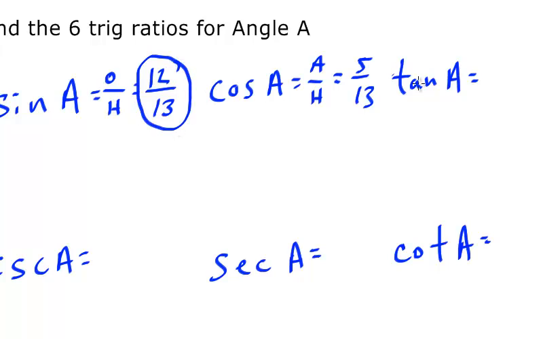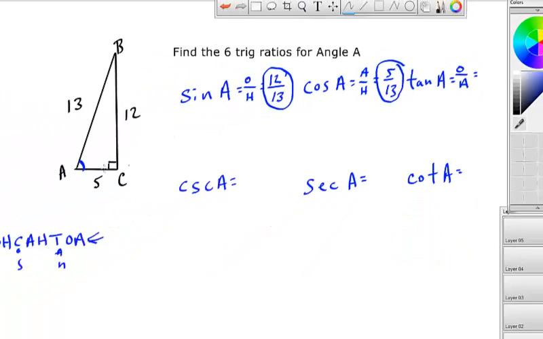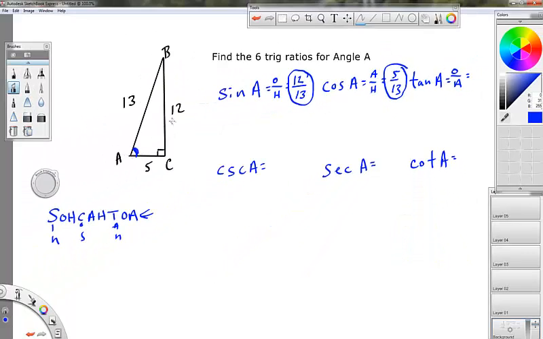Okay, so there's the sine, there's the cosine, and for tangent, it would, of course, be opposite over adjacent, which would be the opposite side of A again, 12. The adjacent side would be 5. So this would be 12 over 5. Opposite over adjacent. 12/5.